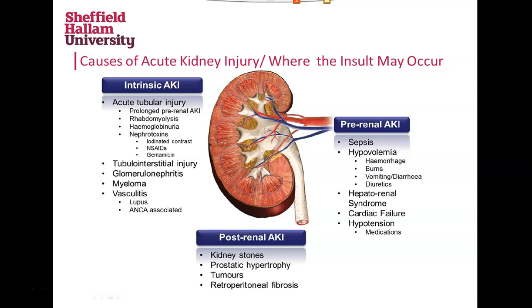So, intrinsic AKI. Here we're talking about actual damage within the unit of the kidney itself. So, under acute tubular injury, we have got a few different things coming up there. The first one is prolonged pre-renal AKI. So, if you are in a pre-renal AKI phase for a long time, let's say you've got sepsis, you're given some fluid but your blood pressure doesn't pick up, and if that goes on for a long time, you will actually get tubular damage within the kidney, which is obviously not something we want to happen.